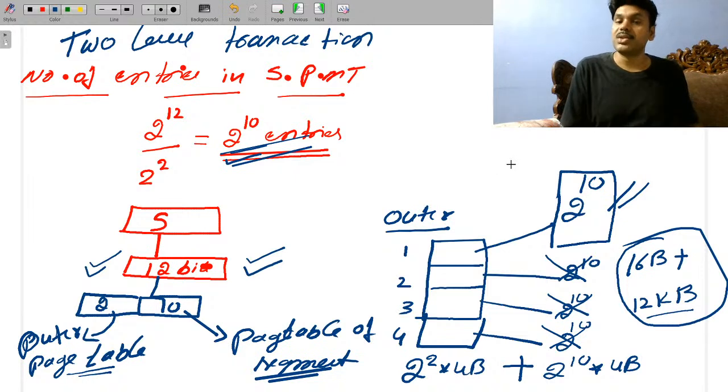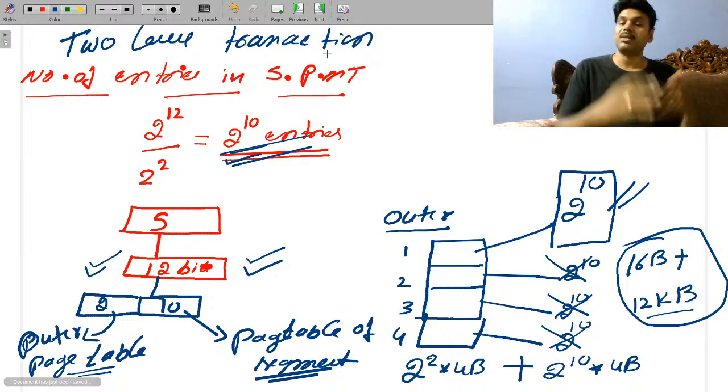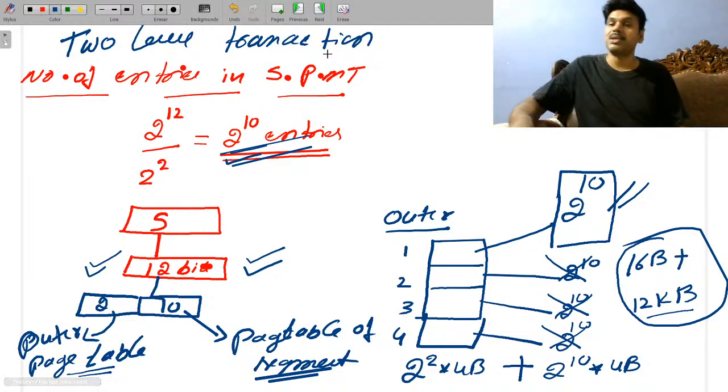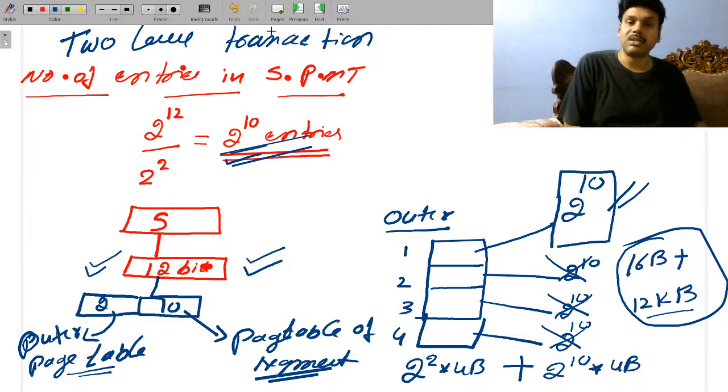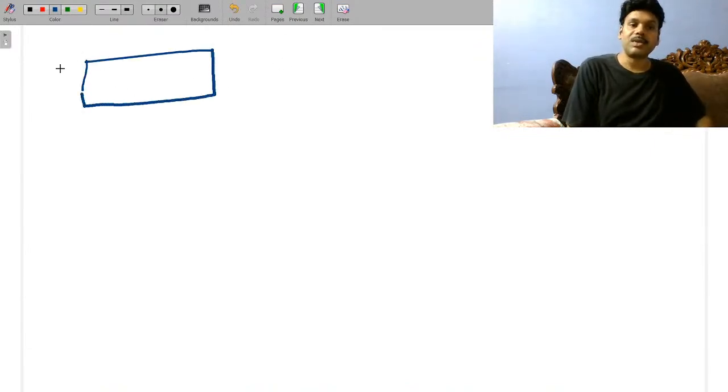That's it, friends. This is how to do the concept of segmentation with paging. From this we are able to find the number of pages, the number of segments, and how many levels you need. For example, let me keep the last question like this. You will understand better.